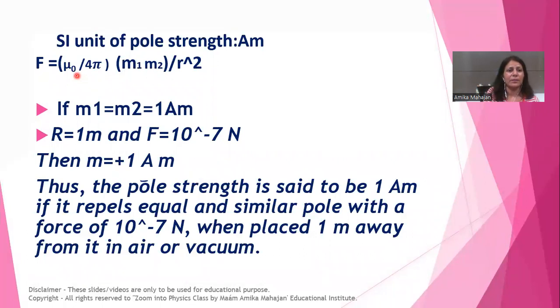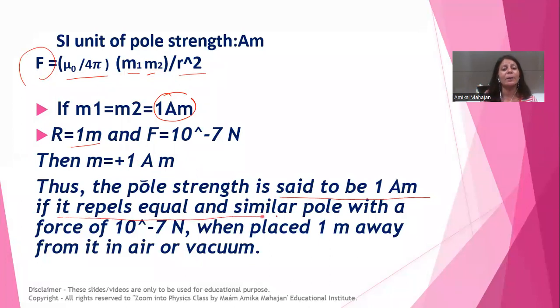I have this relation, Coulomb law, in case of magnetic poles. If these two poles are of equal strength, let it to be 1 ampere meter, and R is distance between two poles, let it be 1 meter. Then what we find, this F comes out to be 10 raised to power minus 7 Newton. So we can define pole strength, SI unit of pole strength, that the pole strength is said to be 1 ampere meter if it repels equal and similar pole with the force of 10 raised to power minus 7 Newton when placed 1 meter away from it in air or vacuum.